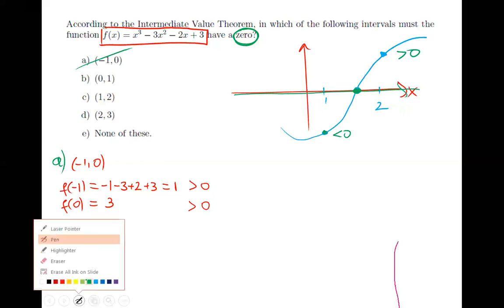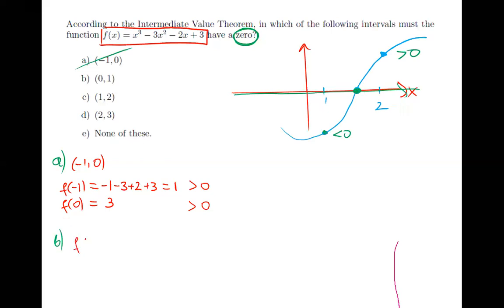Let's check point B. Point B has an interval from 0 to 1. I need the value at 0 and I need the value at 1. Value at 0 is 3, value at 1 is 1 minus 3 minus 2 plus 3. It is negative. Oh, that means option B is the correct one.